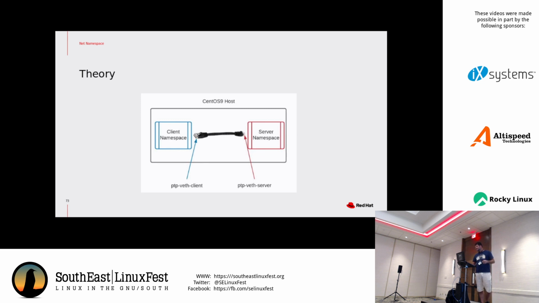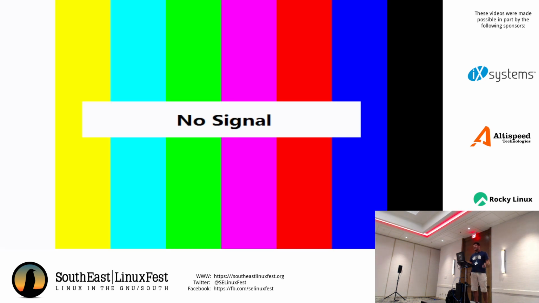The way that this happens is you create a virtual Ethernet pair, and then you just say this side goes into that one, and this side goes into that one, and then they just start communicating as long as one of them has an IP.